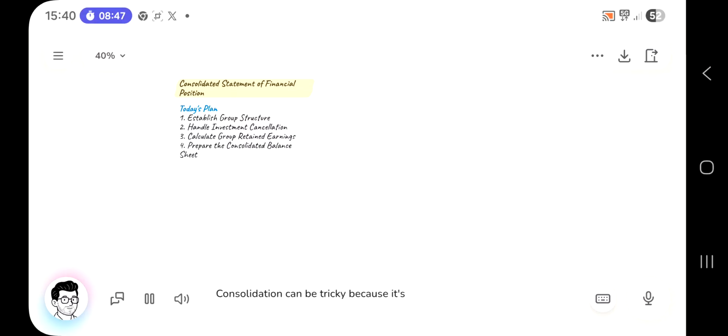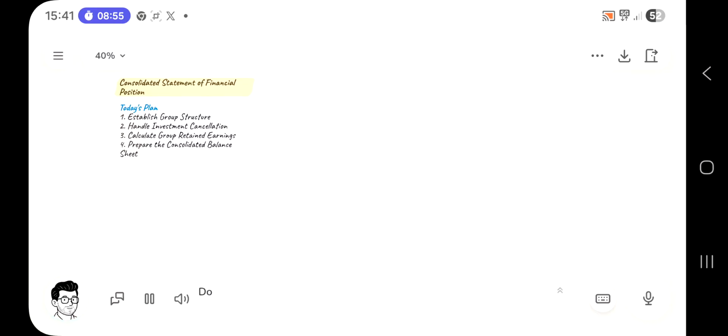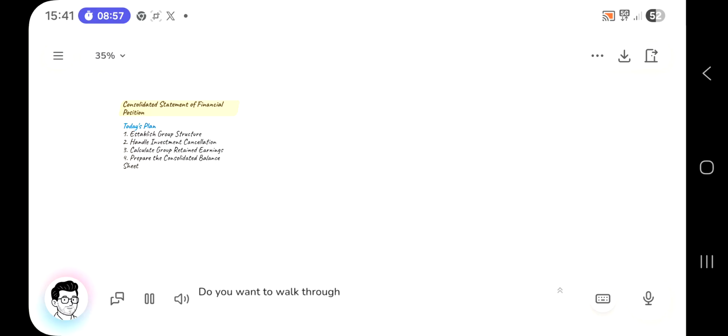Consolidation can be tricky because it's not just adding numbers together. We have to cancel out internal stuff so we don't double count. Do you want to walk through this entire solution step by step from the top? Or is there a specific working or account that's tripping you up right now?